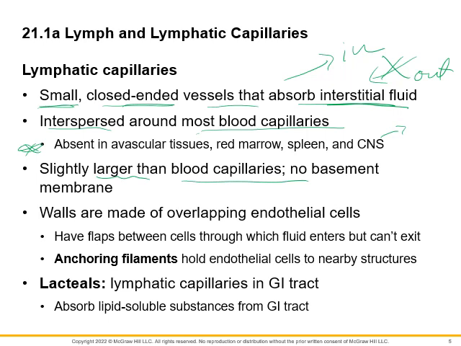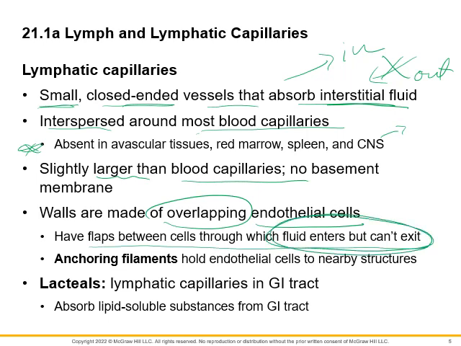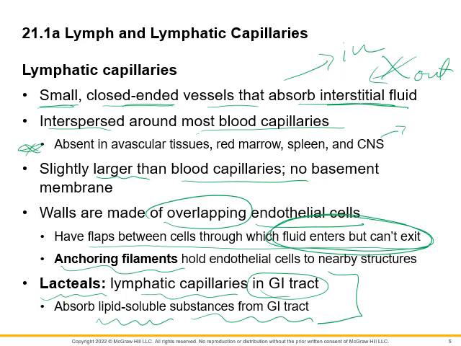Slightly larger than blood capillaries. They have overlapping endothelial cells. And these flaps are going to allow fluid to enter, but it cannot exit. So we're also going to see some anchoring filaments that are going to help hold these cells to nearby structures so they don't move one way or the other. And then when we come back and talk about digestion, we'll talk a little bit about lacteals, these lymphatic capillaries that are going to absorb lipid soluble, right? So fat soluble substances from the GI tract. So we'll come back to this when we do digestion.